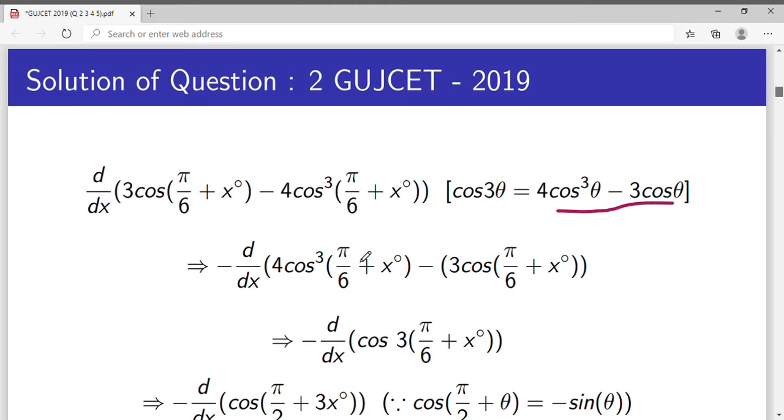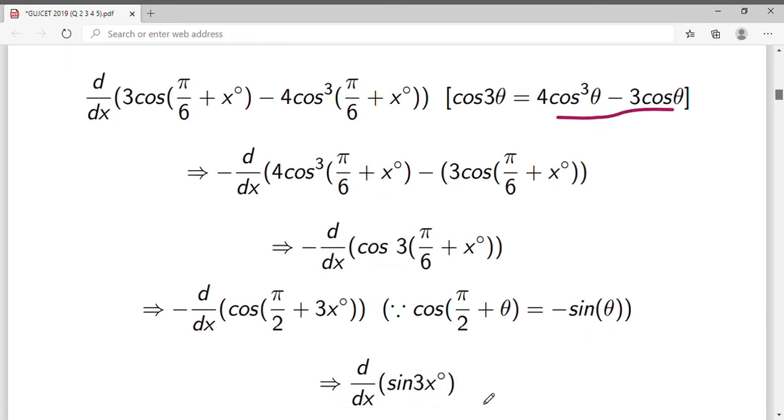Here π/6 + x is nothing but our θ. Both are the same value. Now after comparing, what do we get? We can replace it with cos 3(π/6 + x). So this one is my cos 3θ, where θ is this given value. Now do the multiplication: π/6 multiplied by 3 gives π/2, plus 3x.